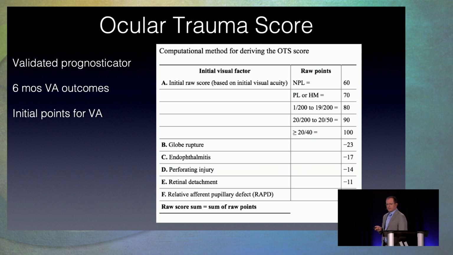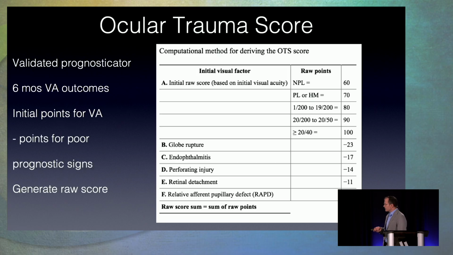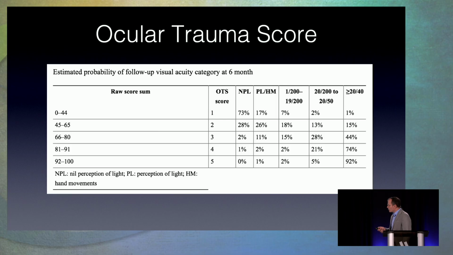Again, this gives you a 6-month range of outcomes for the VA, which is a good prognostic sign. And then once you get the raw score, you plug it into 5 different categories. So if their raw score is 44 or lower, they have a very high likelihood of having extremely poor vision. You may not share that with the patient right off the bat, but at least you can say that the prognosis is quite guarded.